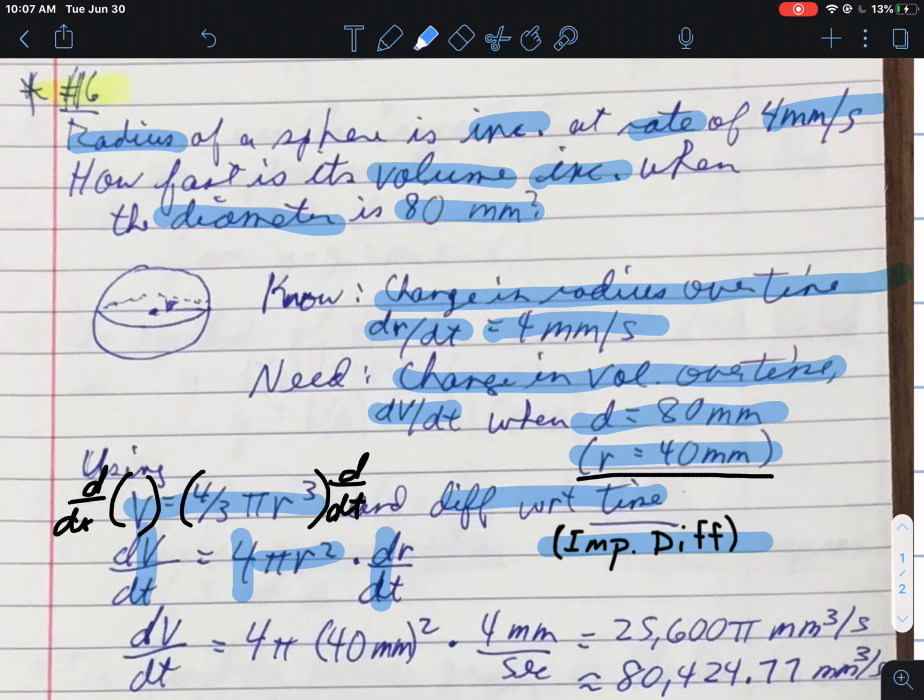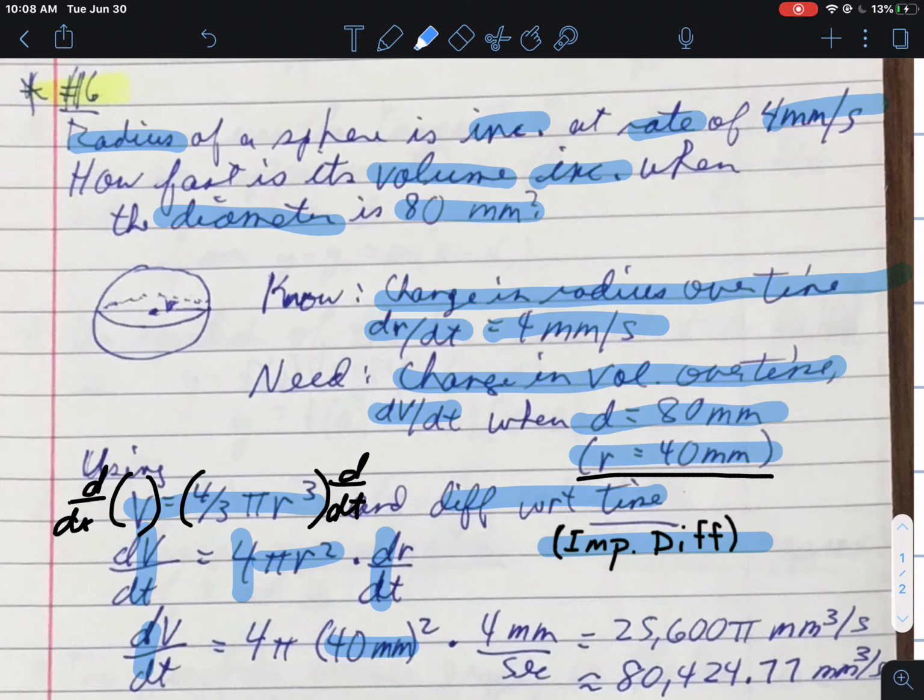So I have to treat V as a function of t. I have to treat r as a function of t. So the 3 times 4/3 gives us 4. Pi is still there. r squared then times the derivative of the base r with respect to t, dr dt. And now again, that's the tricky part, because once you have that done, that's what I need, right? So here's dV dt, and here's a formula for dV dt. So I'm just going to plug in place of r, we said 40 millimeters.